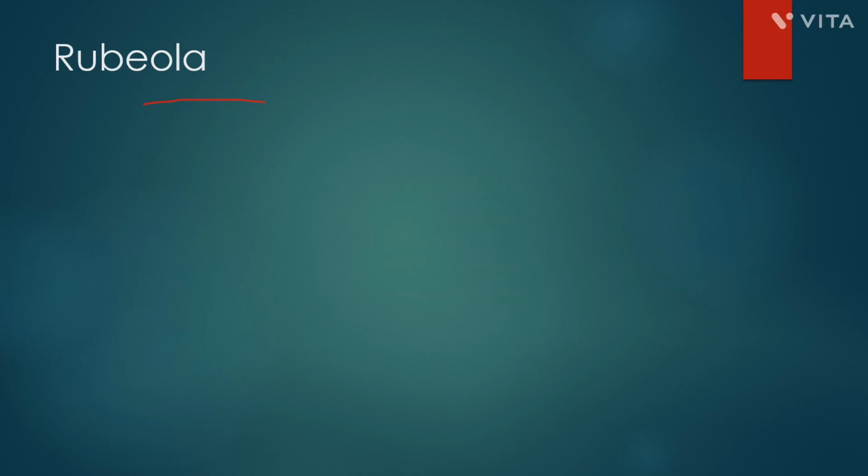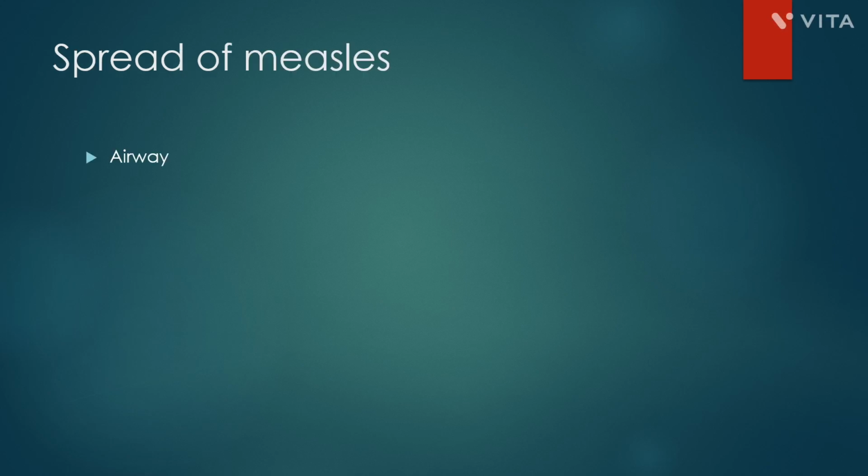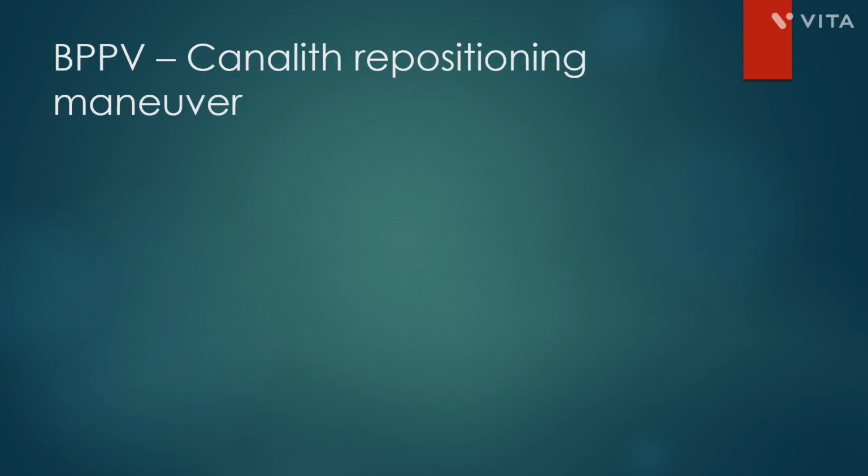Another scenario of rubeola, that is measles, where the rash has spread from behind the ear to throughout the body, and Koplik spot also, which is seen inside the buccal cavity. Remember, you can give vitamin A in measles. And another question where they asked what is the spread of measles, it's by airway.